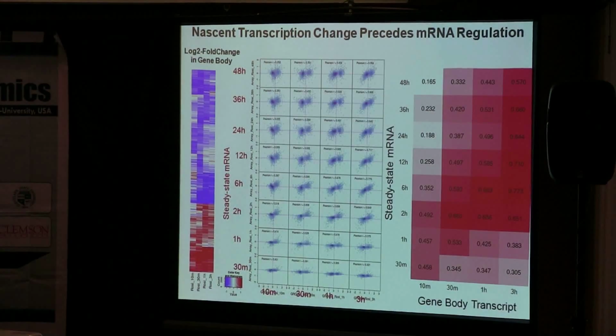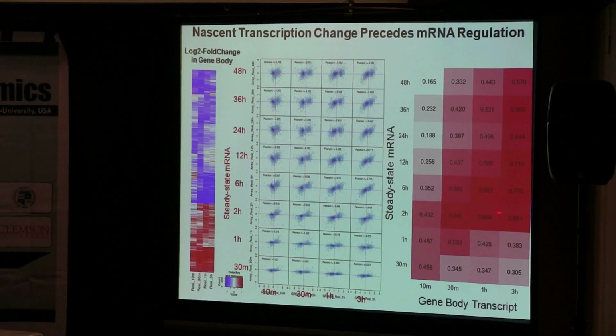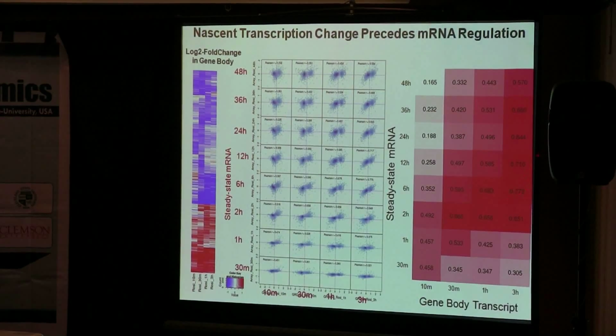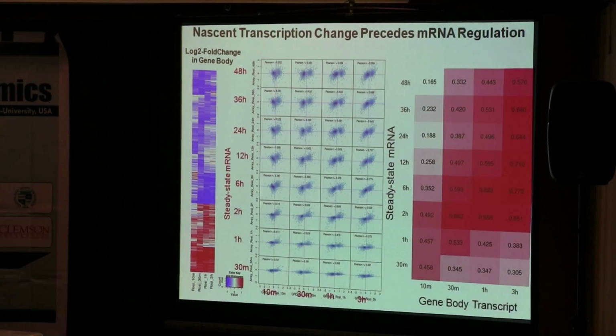So if I draw the entire diagram, as you see, there are some delays shown here. So this is the relationship between transcription level and steady state mRNA level.